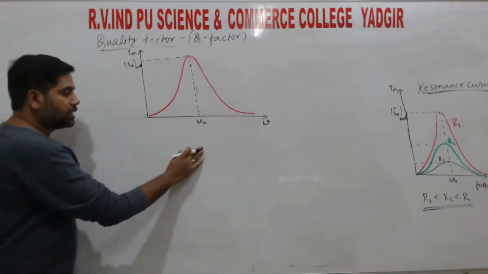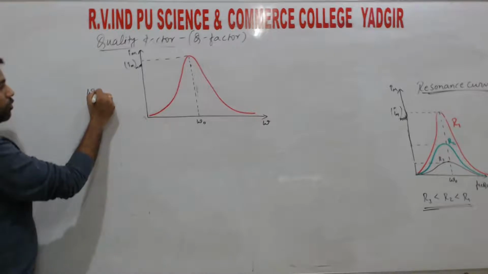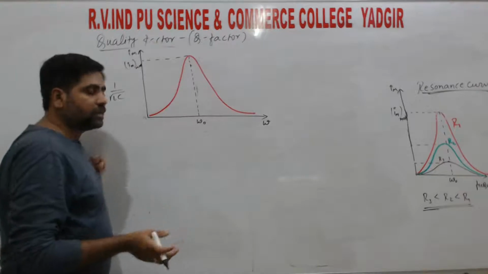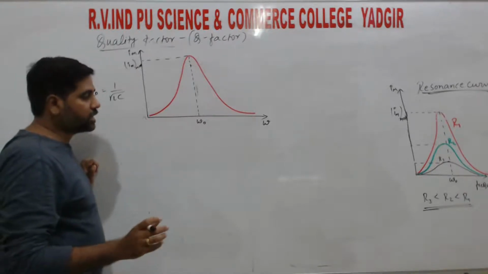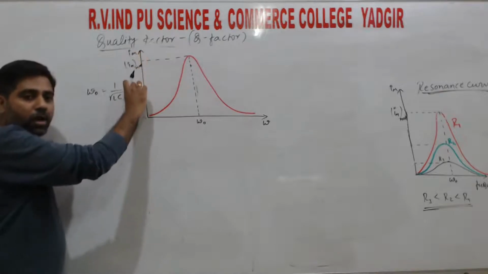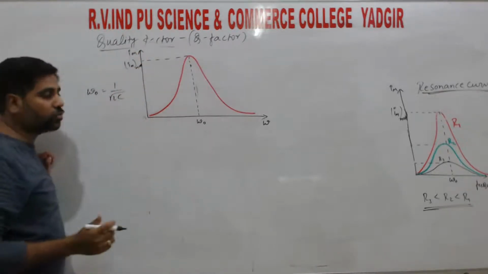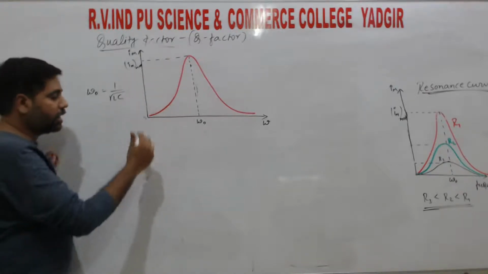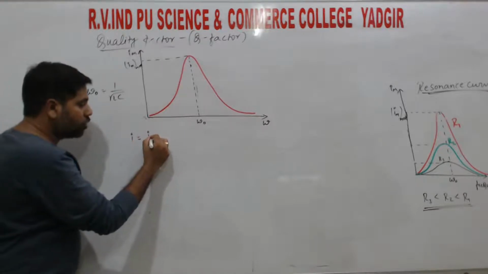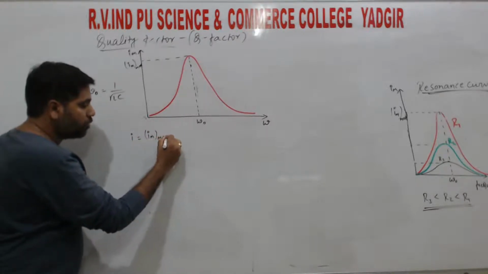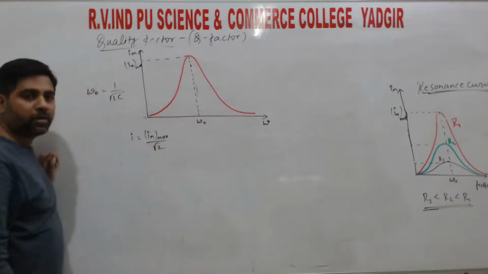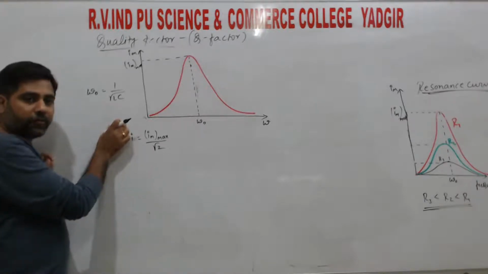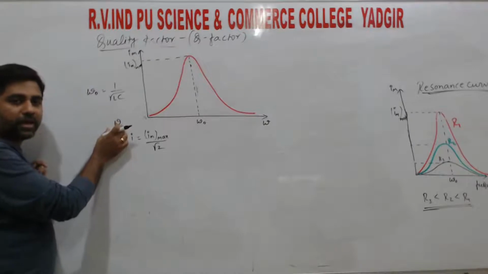Now here omega naught is equal to 1 divided by root LC, right? Now consider such a case that I am sending the frequency in such a way that the current is reduced to 1 by root 2 times its maximum current. So we get the current I equal to Imax by root 2, right? I am sending a frequency omega which is not the resonant frequency.